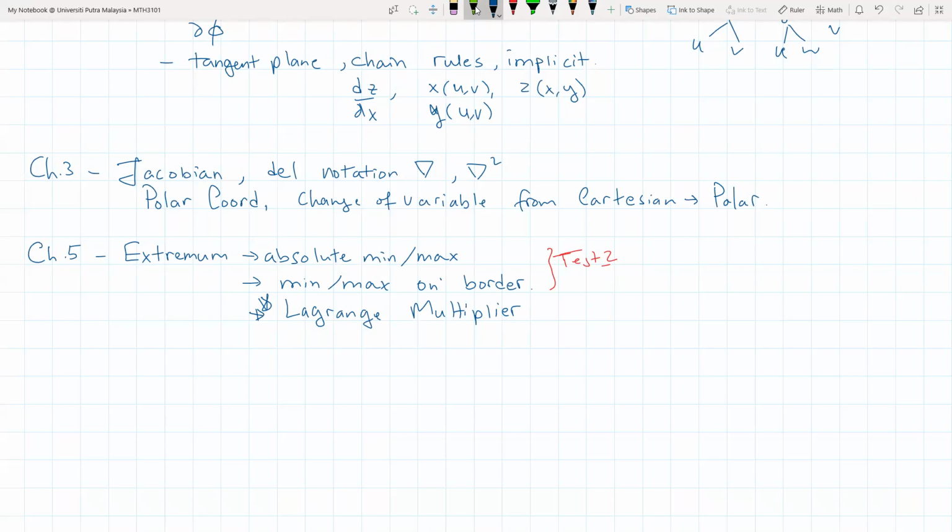Okay, so chapter 5 talks about extremum. What are the other methods that you need to use to find the absolute minimum and maximum? So you need to know how to find it, how to define minimum or maximum. Okay, and then chapter 4, which is quite long, talks about multiple integration.